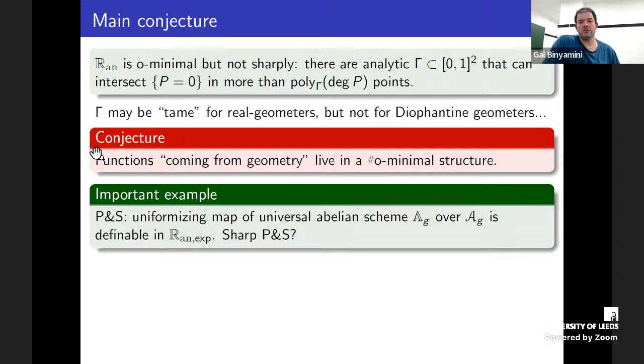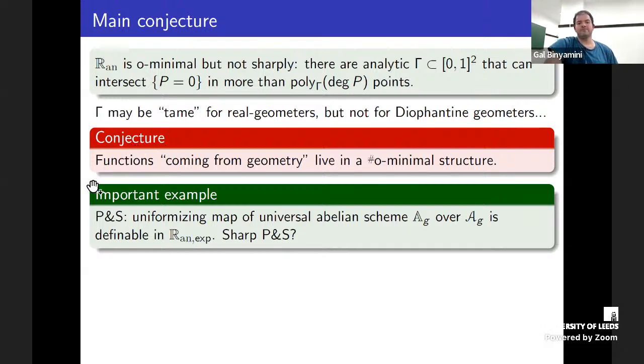And the conjecture is that all the functions coming from geometry, whatever that means, live in a sharply o-minimal structure. So "coming from geometry" I put in scare quotes. You can interpret this in various ways. I'm thinking, for example, about all the covering maps of Shimura varieties, all the period integrals. These kinds of functions that come up naturally in Hodge theory, in algebraic geometry. You could also ask about the gamma function. There was a talk of Patrick dealing with, can you put the gamma function, can you put the zeta function in an o-minimal structure? So I would think that these functions also should live in a sharply o-minimal structure, but I have no idea.